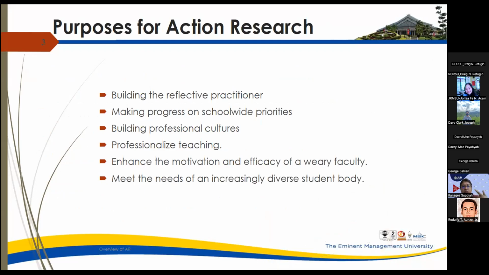ideas. All right. So a quick one, the purpose of action research: to build reflective practitioners, making progress, building professional cultures, in the sense that we want to build a professional learning network. We want to professionalize teaching, because teaching is a profession. We want to enhance motivation. We want to meet the needs of an increasingly diverse student body. This is a general one.